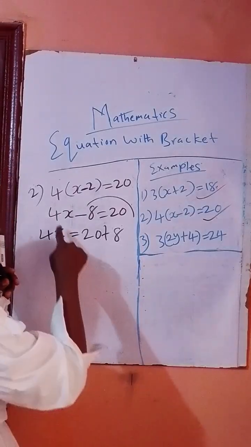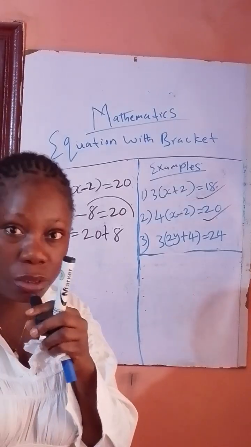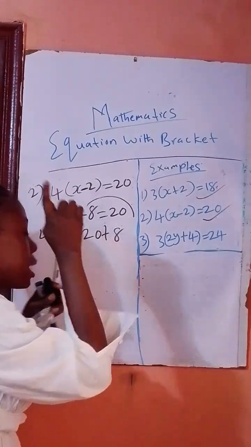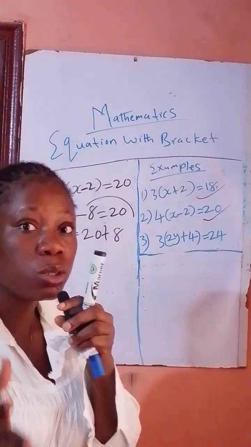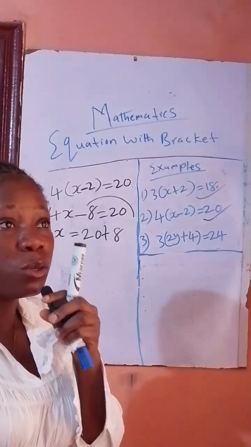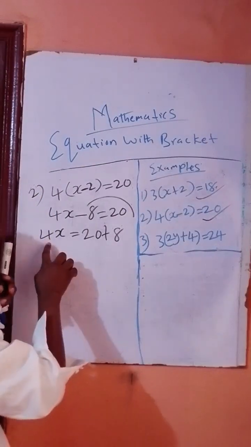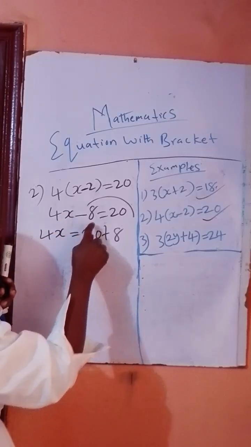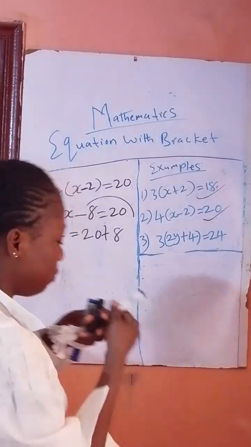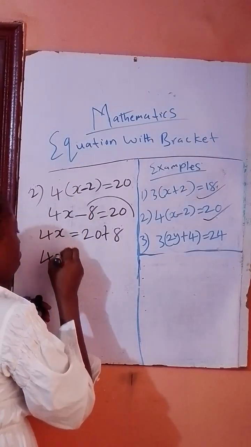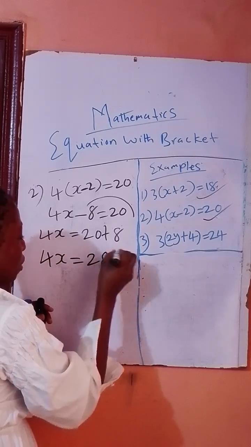I said bring down your 4x. The 8 is having a minus, and when this 8, which is having a minus, crosses this equal sign to meet 20, the minus sign is going to change from minus to plus. Then that's what we have. 4x equals this 20 plus 8. Hope you understand. Then 4x equals 20 plus 8 is 28.